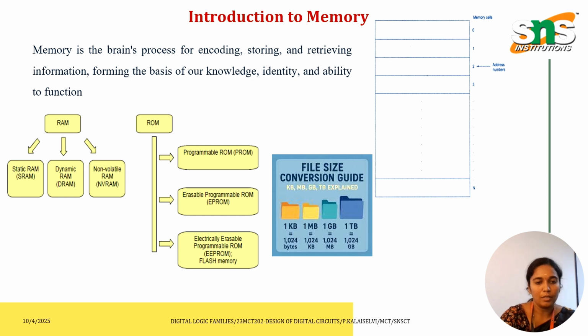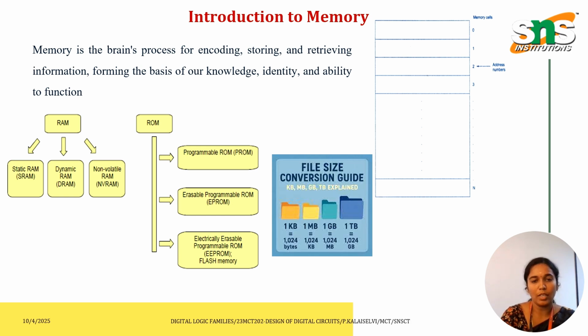Digital memory is broadly classified into primary and secondary memory. Let's focus on primary memory, which includes the common memory types connected directly to the processor, that is RAM and ROM. RAM is further classified into static RAM, dynamic RAM, and non-volatile RAM. ROM is further classified into programmable ROM, that is PROM, erasable programmable ROM, that is EPROM, and electrically erasable programmable ROM, EEPROM, which is also called flash memory.